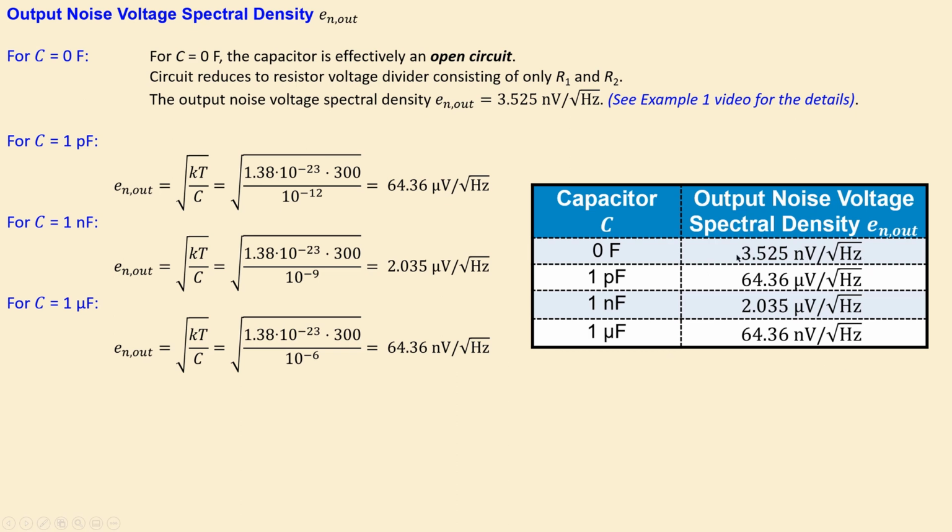Again, this result for 0 farads means an open circuit for the capacitor. That is just the circuit where you have only 2 resistors, and that is just the voltage divider circuit. So the capacitor effect will not be there, so you cannot use this formula in the case where we have the capacitor at 0 farads.